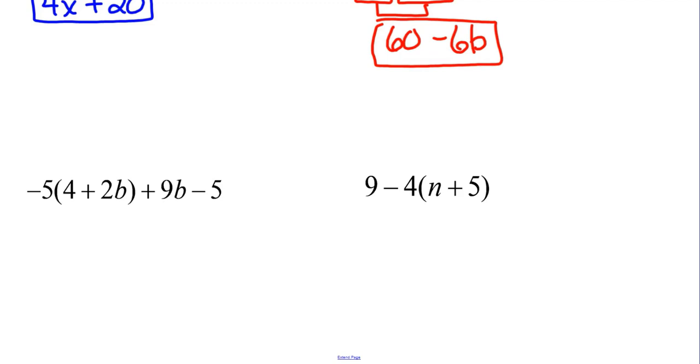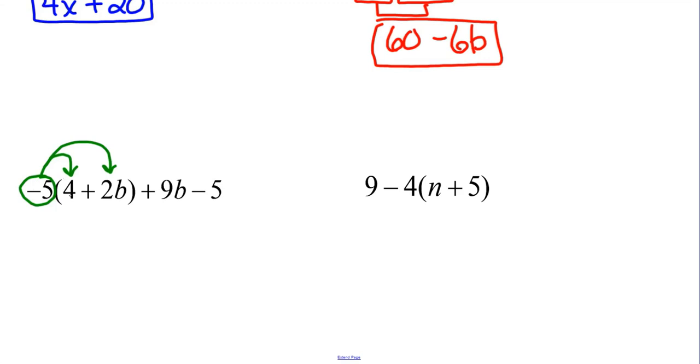Here's one that's a little more complex. It's got a lot more involved in it. I have terms that are in parentheses here. So again, I need to use the distributive property. And again, pay attention to that sign in front of what I'm multiplying. This is a -5 out in front here.